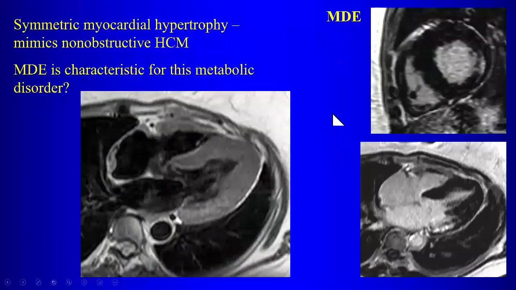All right, so let's move on to this case. So this patient has symmetric myocardial hypertrophy, and often these patients are given a diagnosis mistakenly of hypertrophic cardiomyopathy. However, the findings on myocardial delayed enhancement in these cases can be characteristic. So over here, what disease are we talking about? So this is Fabry's disease. So what is the finding on myocardial delayed enhancement that's characteristic for Fabry's disease?